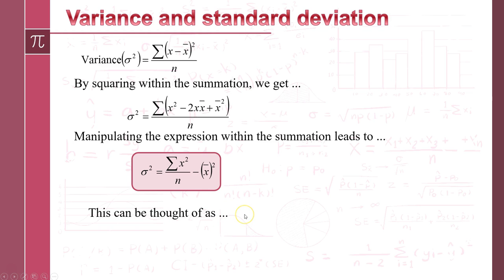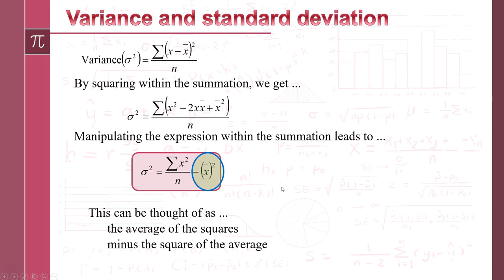Now, the reason this is easy to use is that it breaks down to essentially two bits. We've got this bit here, which is the average of the squares. So what I'm doing is taking each data point, squaring it, adding them all up, and dividing by how many I've got. So that's the average of the squares. Minus the other bit, which is just the square of the average. So that's a quite nice and easy way to think about how we can calculate variance.